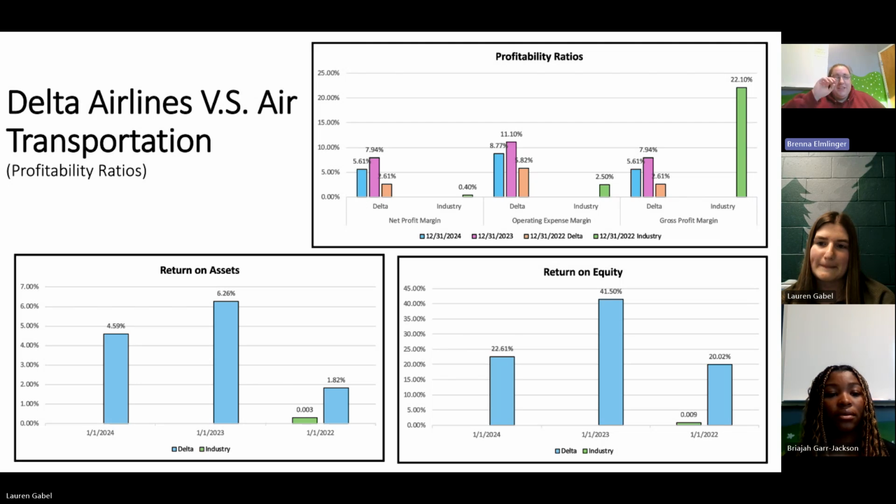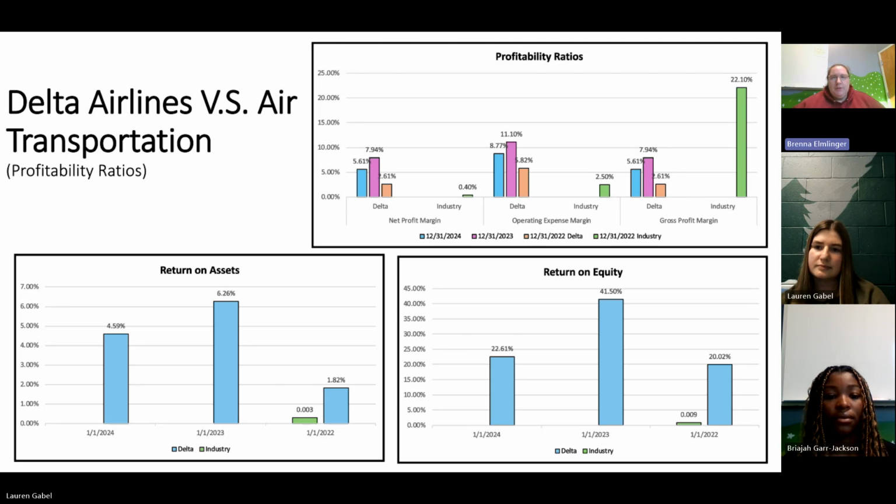So starting off with these graphs, the top right, which would be the profitability ratios graph, that's what I'm going to talk about first. Starting with 2022, it would be your orange bar. Delta had a small return with a minimum profit of about 2%, with a spike up to 5%.